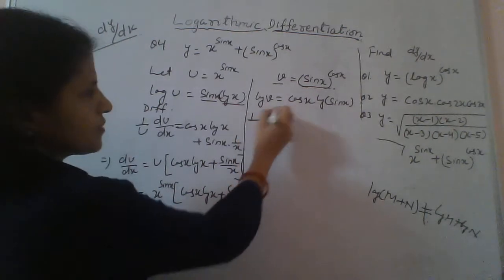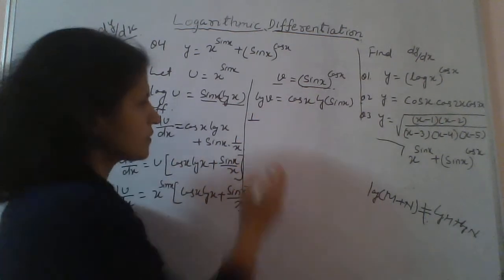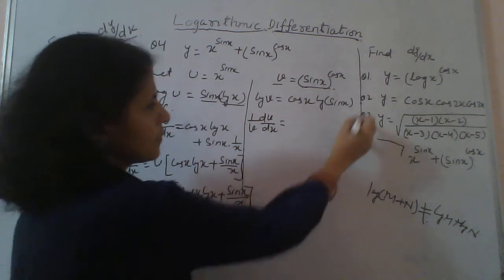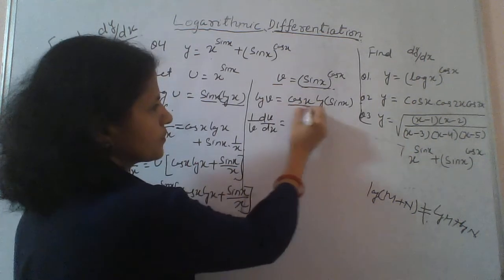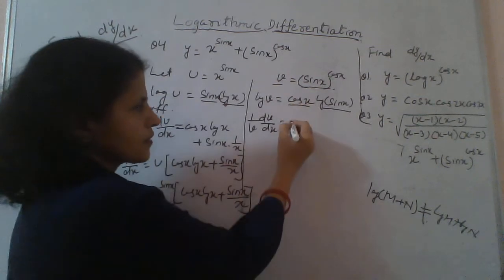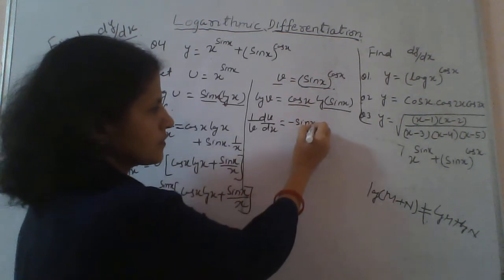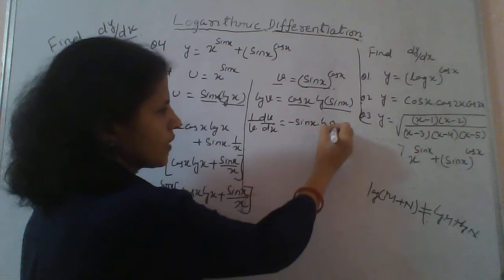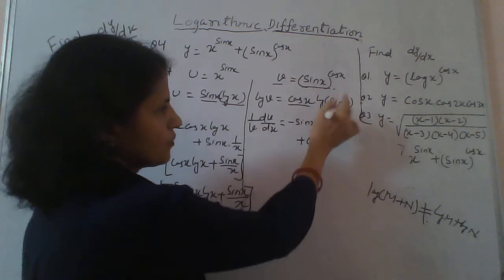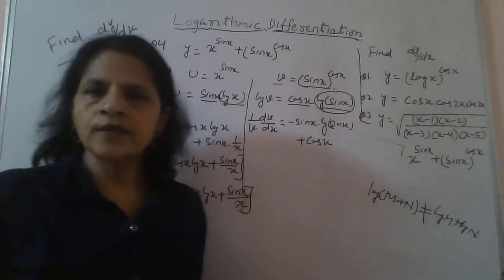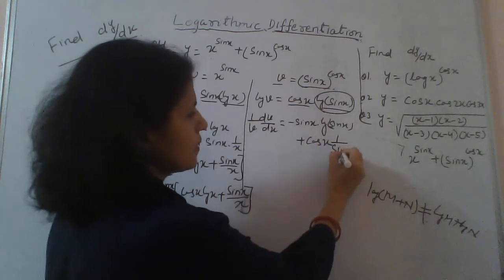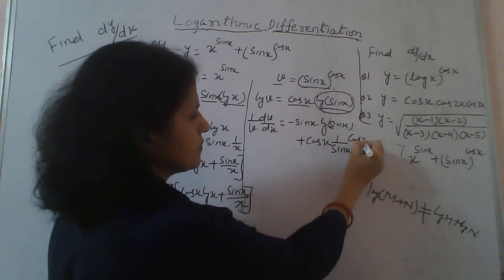Now differentiate both sides with respect to x. So 1 by v dv by dx is, we have to differentiate cos x into log sin x. d by dx of cos x is minus sin x into log sin x plus cos x into log sin x with respect to sin x, into sin x with respect to x. So 1 by sin x into cos x.